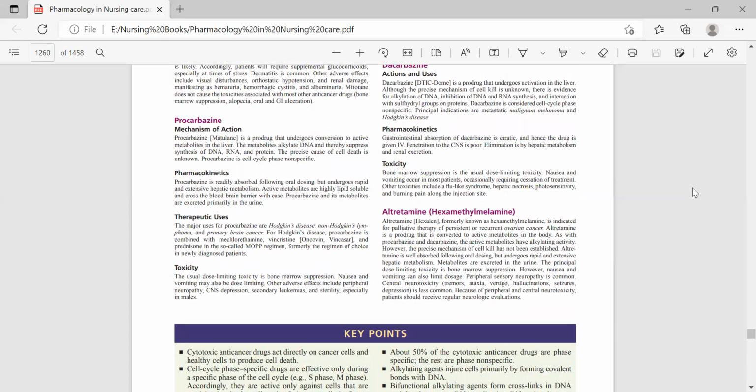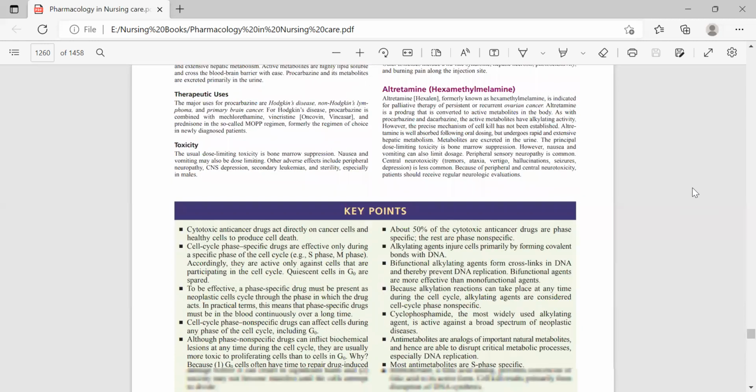Last one is altretamine, hexamethylmelamine, and it is indicated for palliative therapy of persistent or recurrent ovarian cancer. And the other information will be read by yourself. There is nothing significant or very important to discuss here.